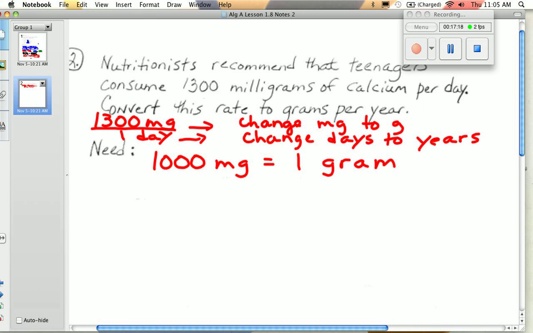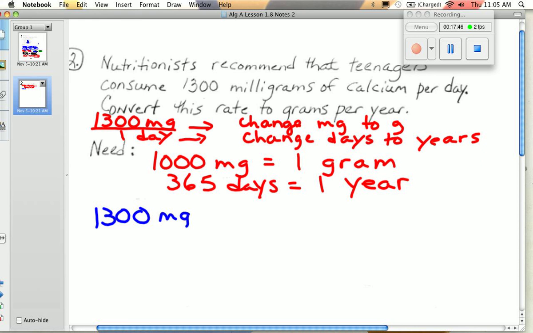Now, can you think of a conversion factor that will get us from days to years? 365 days equals 1 year. So it looks like we're only going to need 2 conversion factors, right? Okay, let's start our work. We start with our original, 1,300 milligrams over 1 day, labels included. And we have 2 conversion factors to set up.